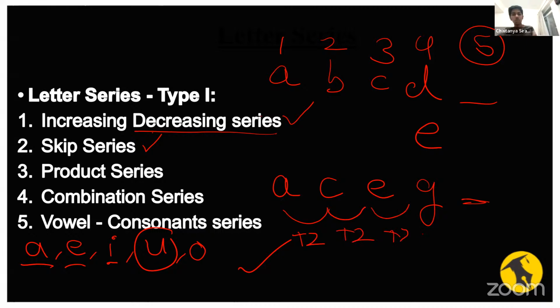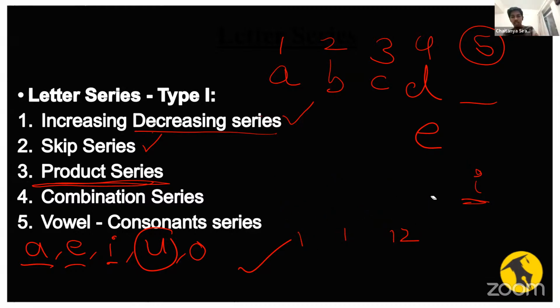It's always easy to understand it in terms of +2, -2, or multiplication. So multiplication is covered in product series. The correct answer here would be I. So you add J, E, F, G, H, and I. For a product series, how they can present it is that you multiply the number and you will get the corresponding letter to it.